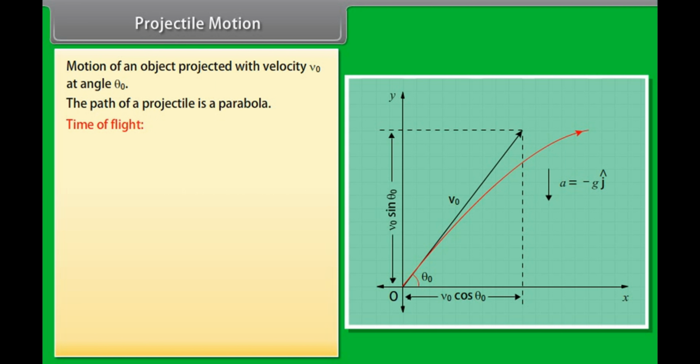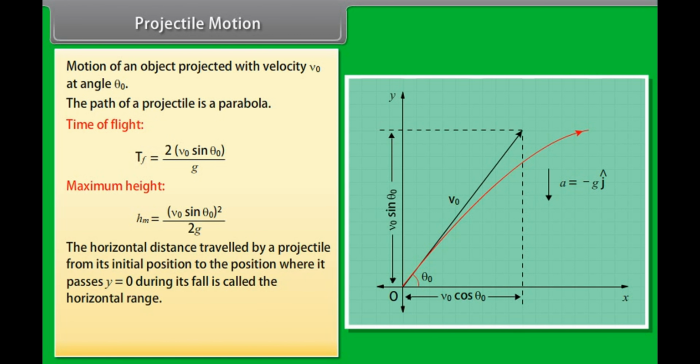Time of flight of projectile is Tf equal to 2 v0 sin theta0 divided by g. Maximum height of a projectile is Hm equal to (v0 sin theta0) squared divided by 2g. The horizontal distance travelled by a projectile from its initial position to the position where it passes y equal to 0 during its fall is called the horizontal range. Horizontal range of projectile is given by v0 squared times sin 2 theta0 divided by g.